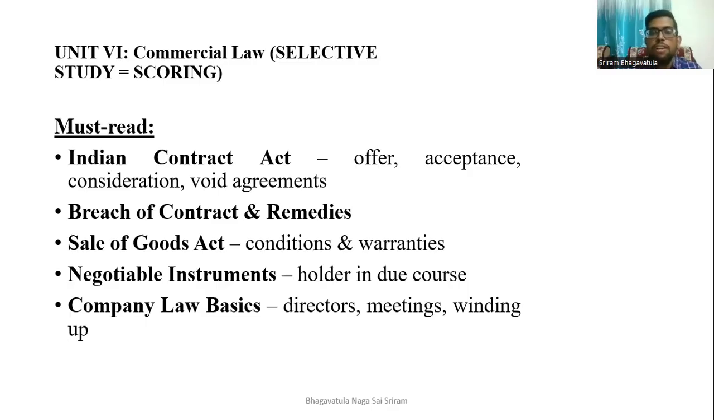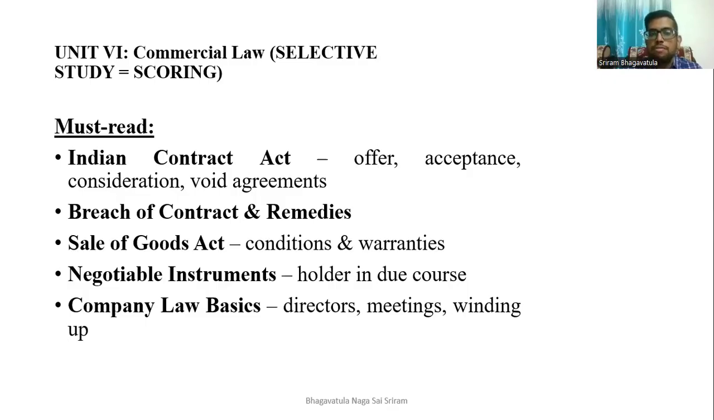Void, voidable, and all this type of thing, when a consent is said to be a free consent, what is coercion, what are the types of undue influence, all of these things are very, very important. Next one is breach of contract and remedies, which is also very important. If a person has entered into a contract and he is not performing his promise, what is the remedy which is available to the other party is also very important.